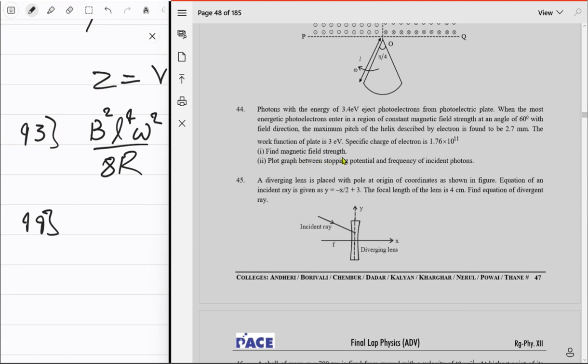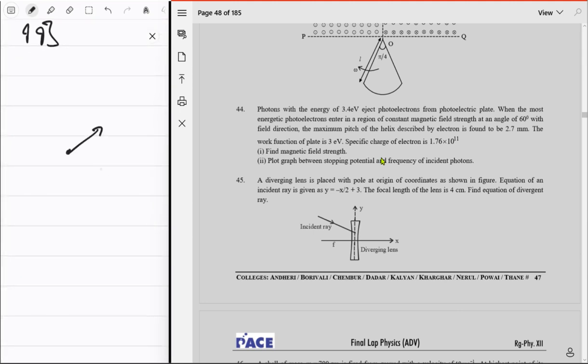Okay. Photon की energy कितनी दी है तुमने, 3.4 electron volts. When the most energetic photoelectrons enter the region of magnetic field at 60 with the field direction, the maximum pitch of the helix described by the electron is found to be this thing. Pitch. Angle of 60 degree. Okay, the work function of the plate is this thing. Specific charge of electron is this. Find the magnetic field. Oh yeah, ये कितना, so angle 60 degree. बढ़िया.